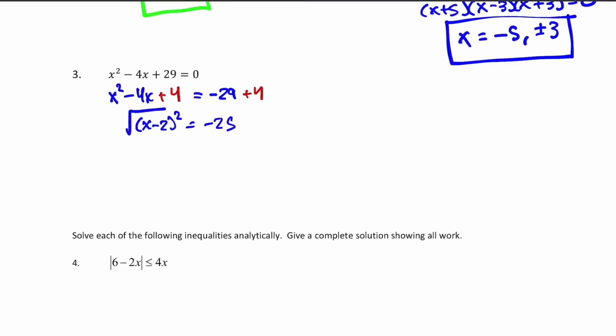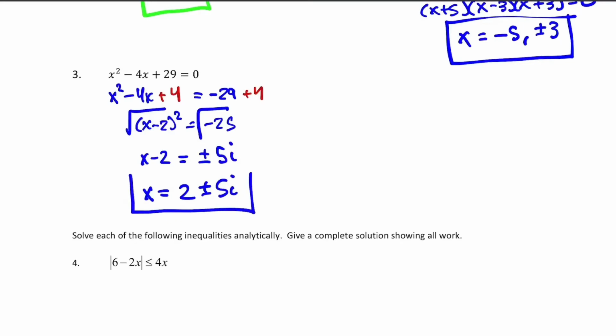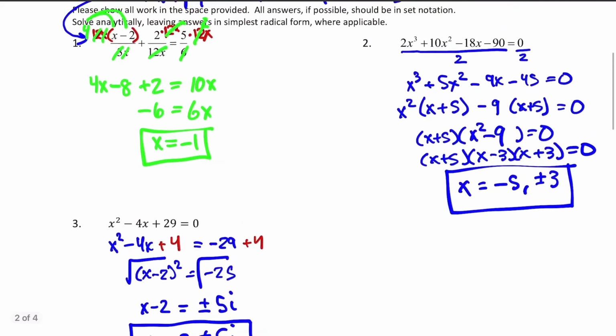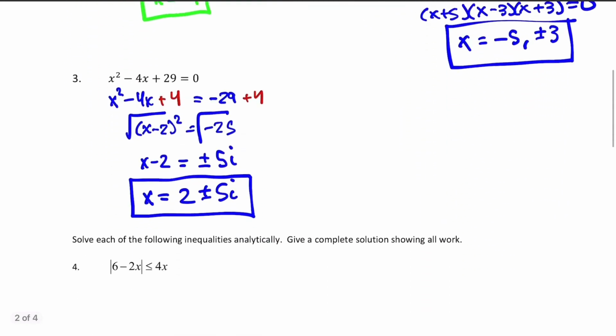Now I take the square root of both sides. X minus 2, remember when you're solving an equation with a square root, you get plus or minus. The square root of negative 25 is 5i. Then I simply have to add 2 to both sides. I get x equals 2 plus or minus 5i. So even though it doesn't say a plus bi form, that's as simple as we can get it.